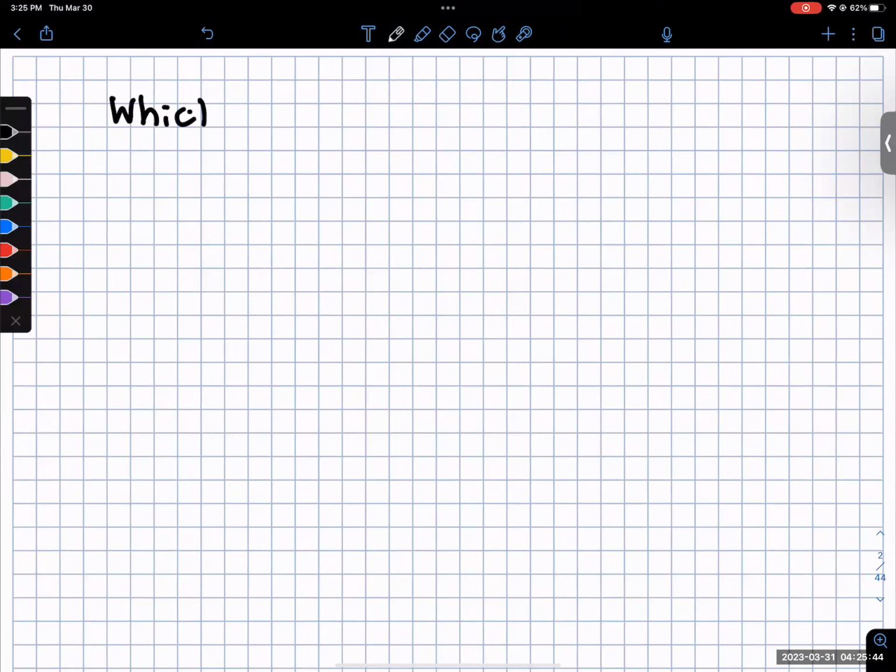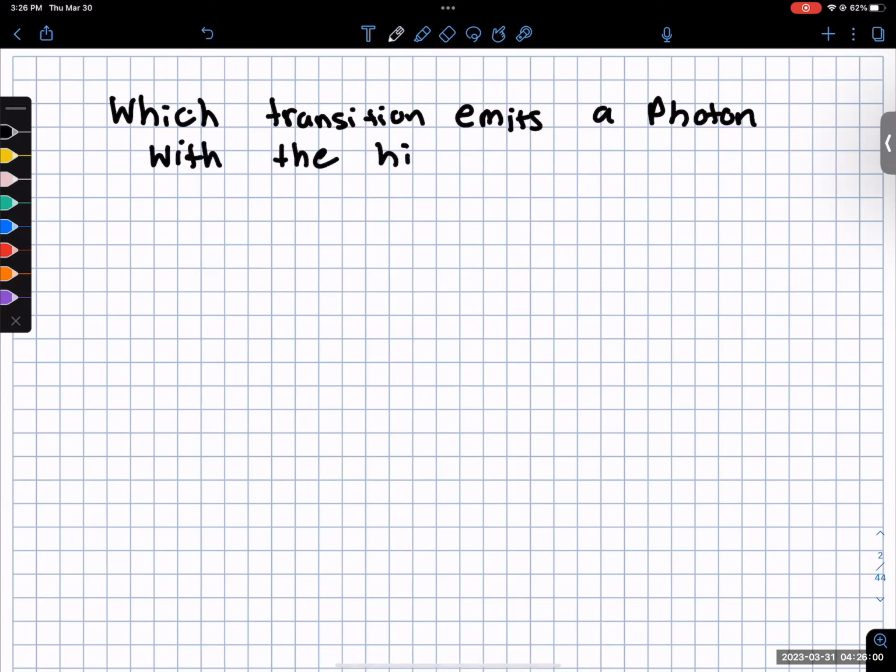Which transition emits a photon with the highest energy? And I'll give you 3 problems here. So I'll give you 4. I'll do 2 and Mitch will make up 2.